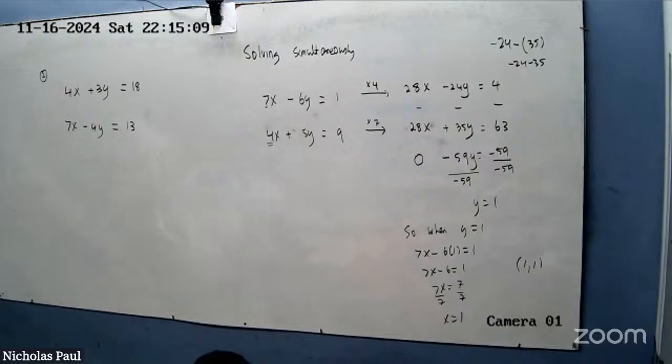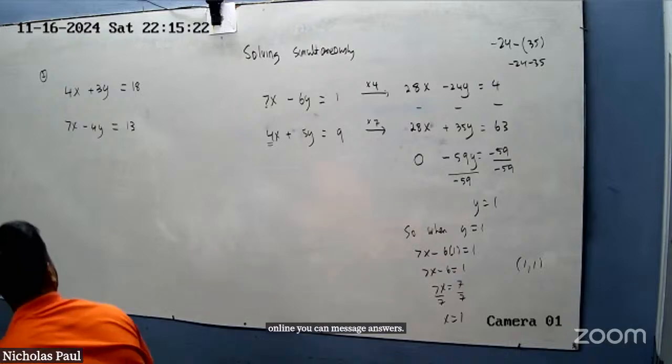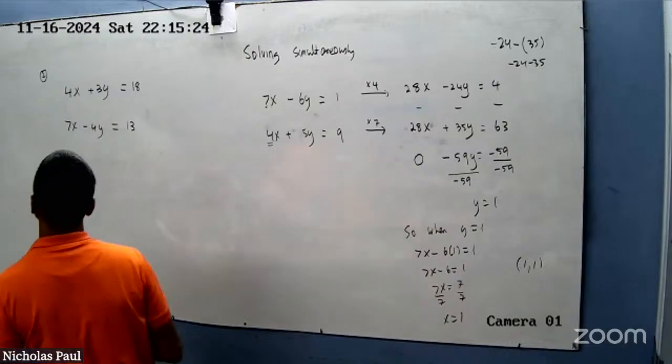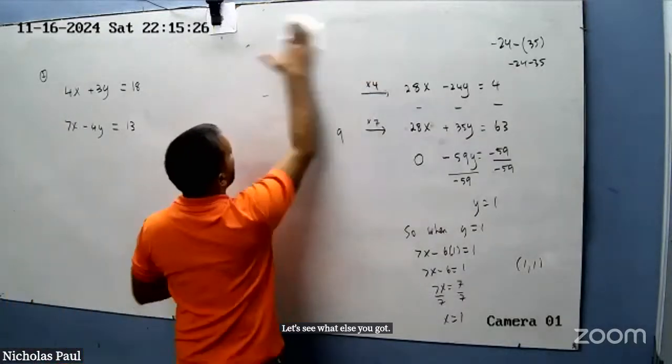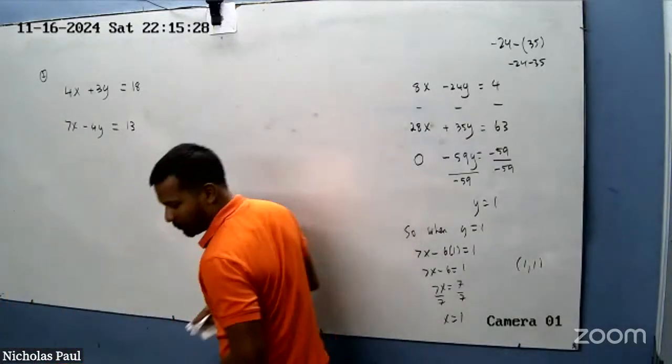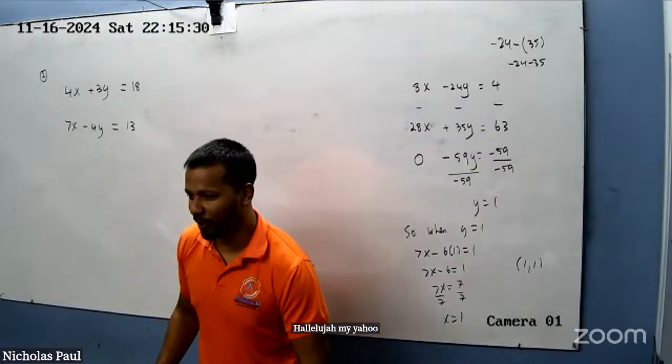All right, nice. Anybody else? Okay, whole number is the whole number. All right, nice. Another side. Online, you can message your answers. Let's see what you got. Already you might get a whole number, so yeah, wrong.